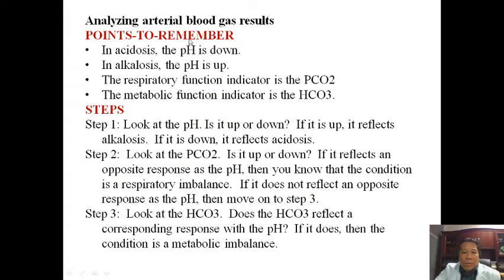So points to remember: in acidosis the pH is lower than 7.35. In alkalosis the pH will be higher than 7.45. Respiratory function indicator is the partial pressure of carbon dioxide, and if you want to examine the function of the metabolic system, then you need to look at the bicarbonate level. So we will talk about interpretation of ABGs in the next video.